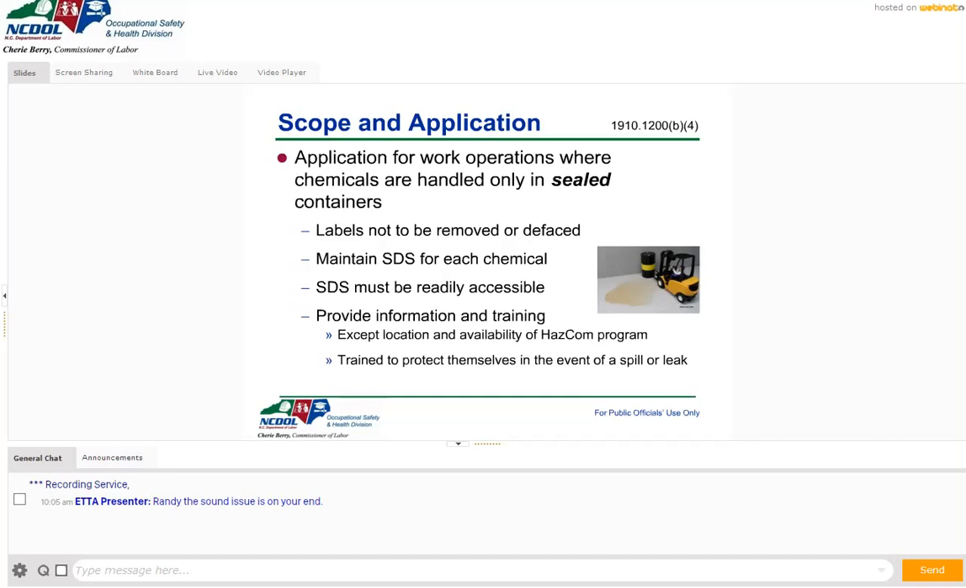But I don't think I've ever seen any kind of facility that didn't have other chemicals around, where housekeeping people or other people are using chemicals that would trigger the entire HAZCOM program. So these are some exceptions for places like warehouses, but if you have other activities involving chemicals that are hazardous, that's going to trigger the whole HAZCOM program. And again, in the warehouse, if you have a spill or leak, you're going to train people on how to handle all of that.